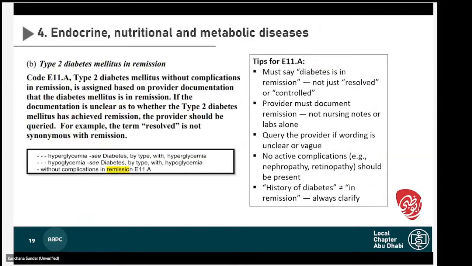So that's about the third chapter. And the fourth chapter has a huge buzz about this remission. Everywhere they are talking about E11A, and definitely a very good addition to our changes on the type 2 diabetes mellitus in remission code. What does this E11A mean? That is type 2 diabetes mellitus without complication in remission.